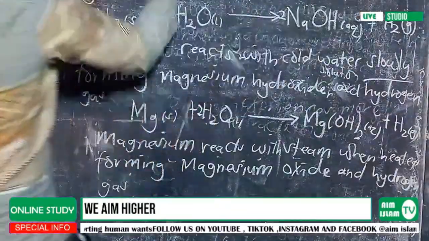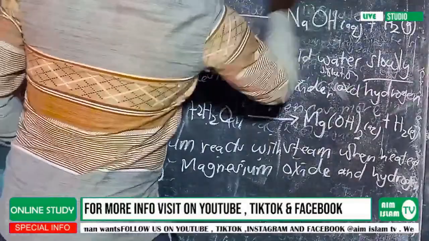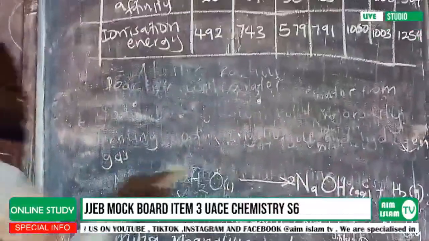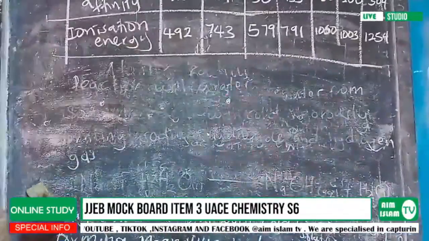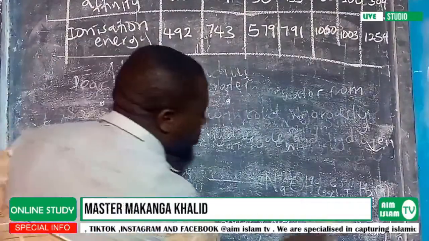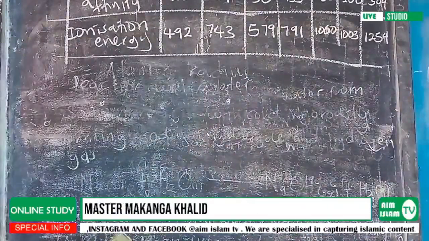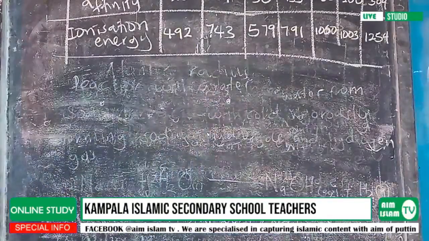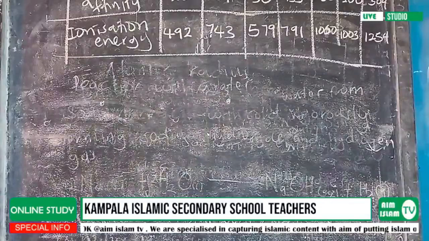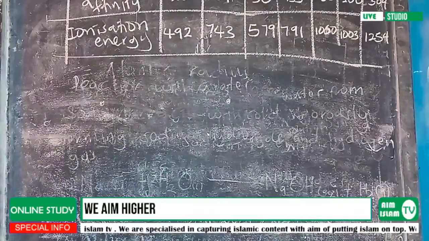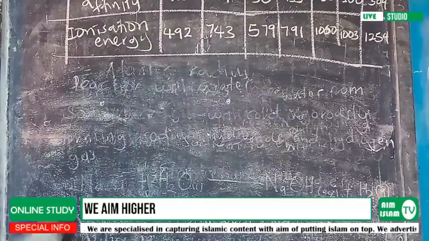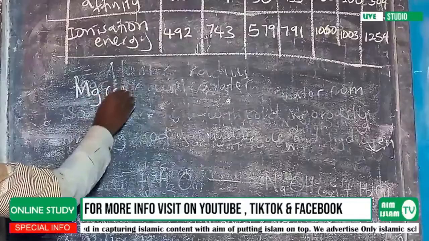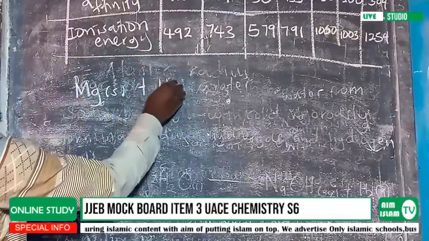We'll look at the reaction with water. We talked about sodium. Then we are on the second element, that is magnesium. With magnesium, yes, with cold water, but it's slow. It can take like 2 weeks. Very, very slowly. But if it is to react, it reacts with what? With steam when it is heated, and at the end you form magnesium oxide.